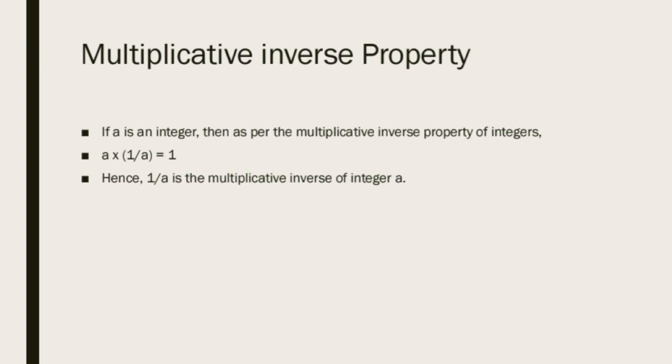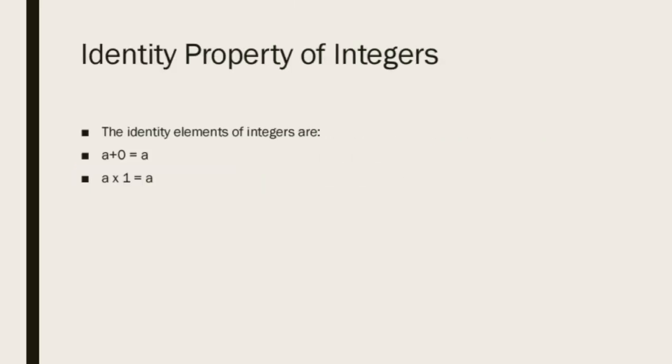Multiplicative inverse property. If a is an integer, then as per the multiplicative inverse property of integers, a into bracket 1 by a is equal to 1. The numerator a and denominator a will be cancelled, remaining 1. Hence 1 divided by a is the multiplicative inverse of integer a.